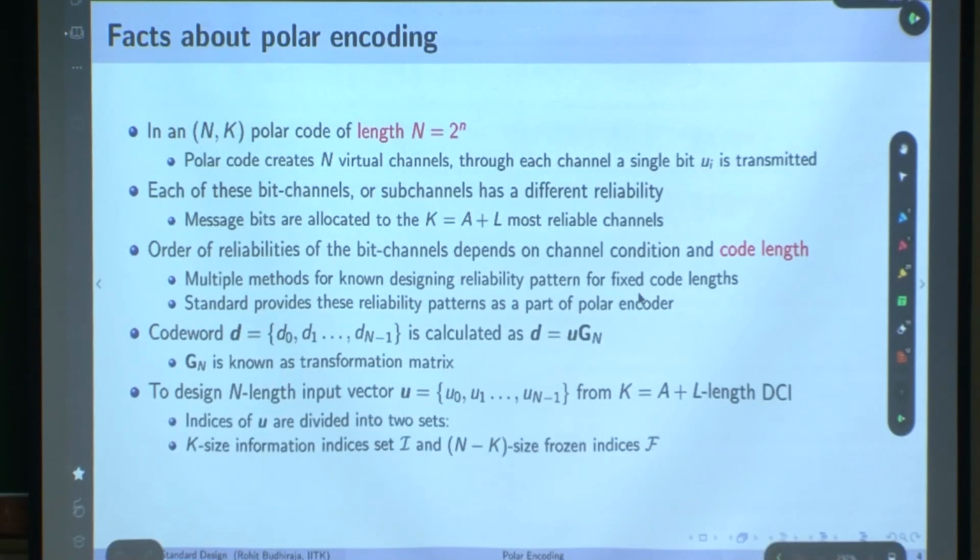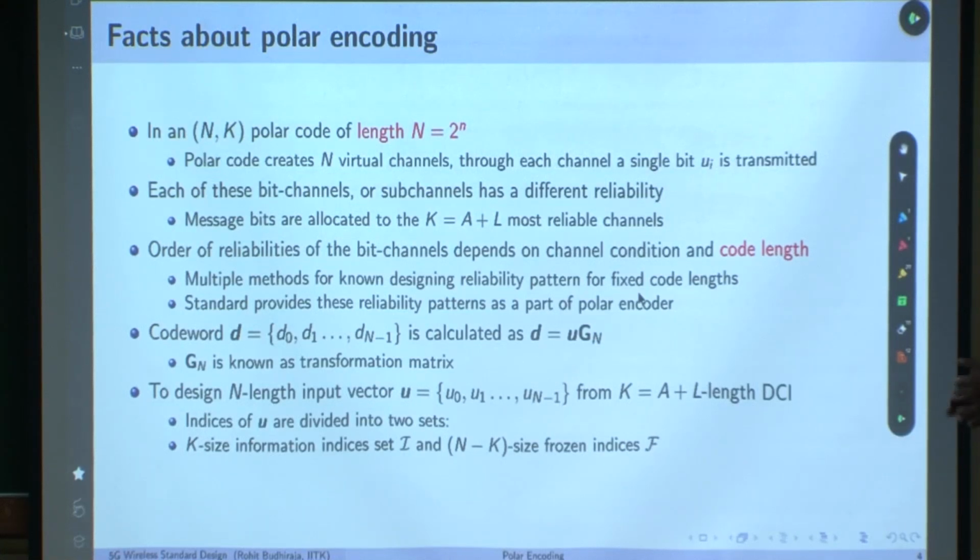So what are we saying here? You take a capital N length vector, then divide its indices into two sets. That's the encoding process. What are those two sets? K size information indices, which is the set I, and N minus k size frozen indices. These are technical terms which the polar encoder uses.